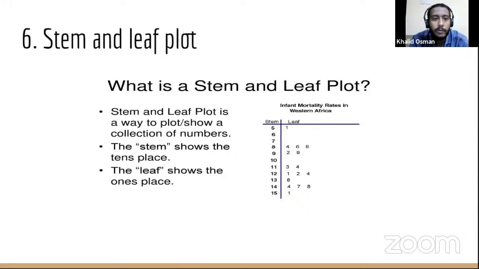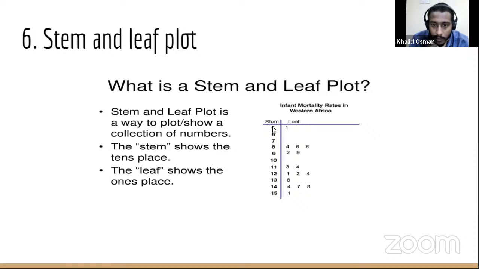We have another method of graphical representation, which is the stem and leaf plot. A stem and leaf plot is a way to plot or show a collection of numbers. The stem shows the tens place, while the leaf shows the ones place. What this essentially means is that if you look here at the stem, these numbers represent the tens place, which means this 5 right next to the 1 represents 51.